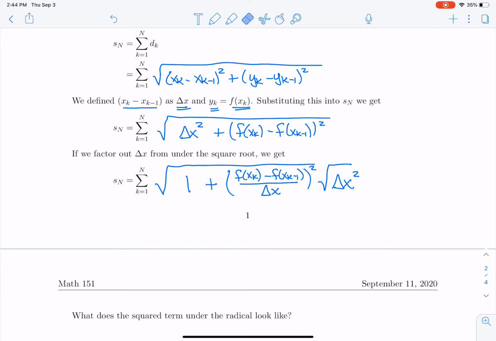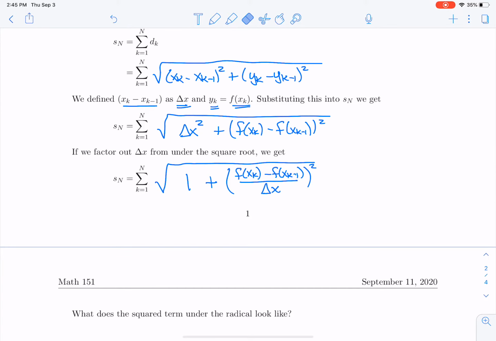So by factoring out a delta x from the square root, I'm going to factor out the delta x squared first, and then when I take the square root, that's going to just give me delta x on the outside.